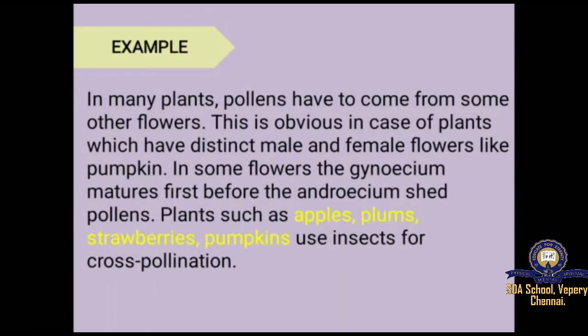Example for cross-pollination. In many plants, pollens have to come from some other flowers. This is obvious in case of plants which have distinct male and female flowers like pumpkin. In some flowers, the gynoecium matures first before the androecium sheds pollens. Plants such as apples, plums, strawberries, pumpkins use insects for cross-pollination.